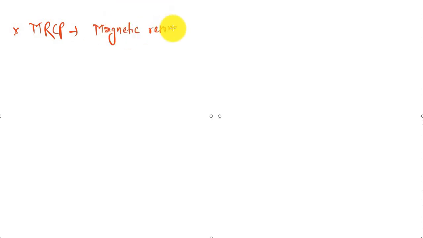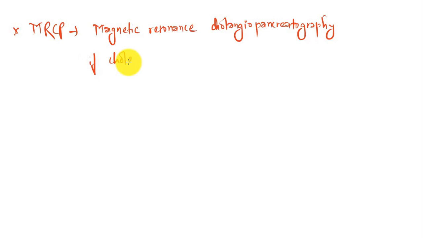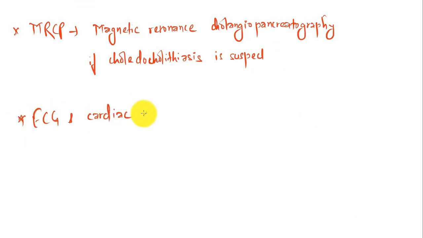Another investigation is MRCP, that is magnetic resonance cholangiopancreatography, where you can see the magnetic resonance images, especially in cases of choledocholithiasis suspicion. ECG and cardiac enzymes are done to exclude myocardial infarction.